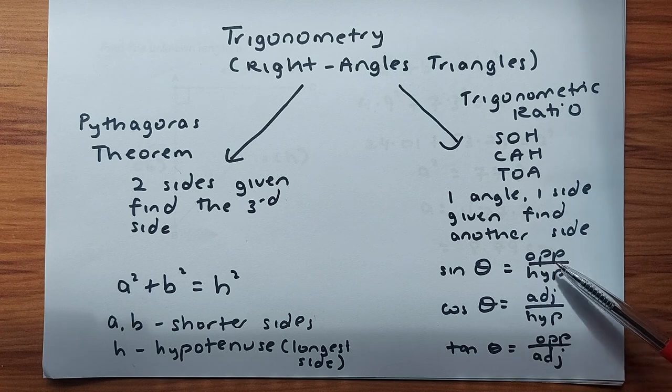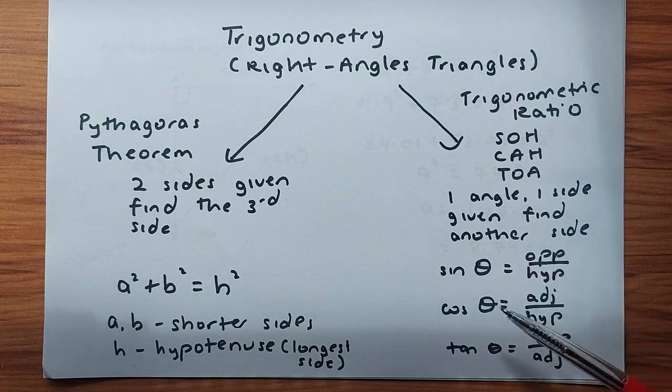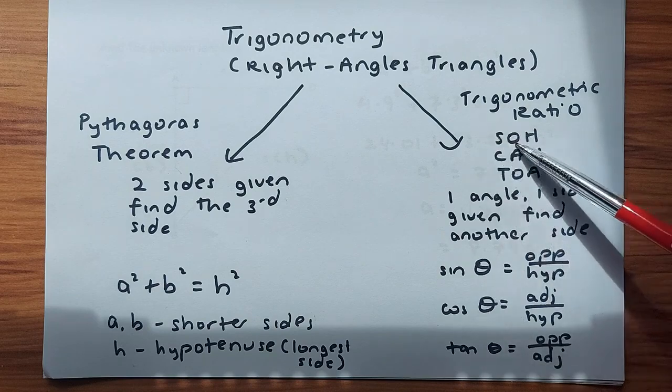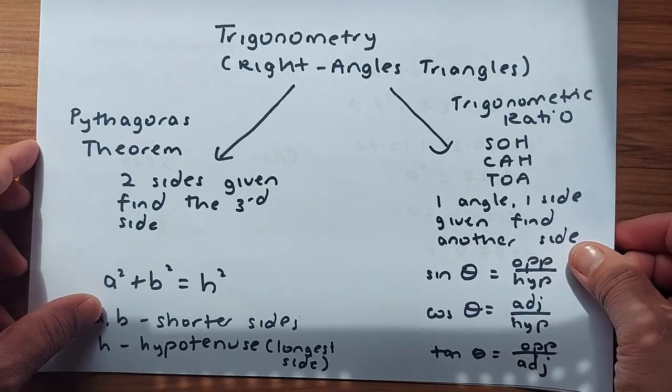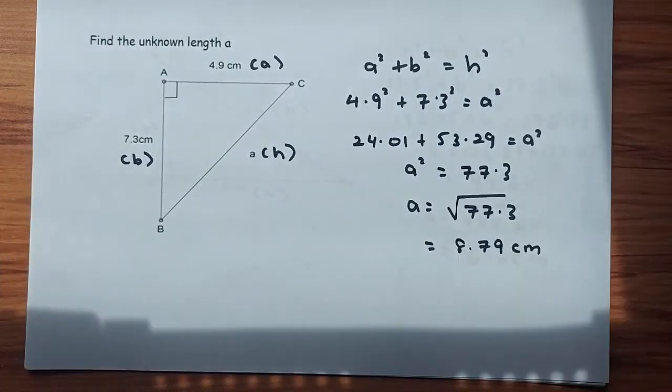So sine theta is opposite over hypotenuse. So SOH. Cos theta is adjacent over hypotenuse. So CAH. And tangent theta is opposite over adjacent, so TOA. That's how it comes with SOHCAHTOA. So let's look at some examples now and let's proceed.